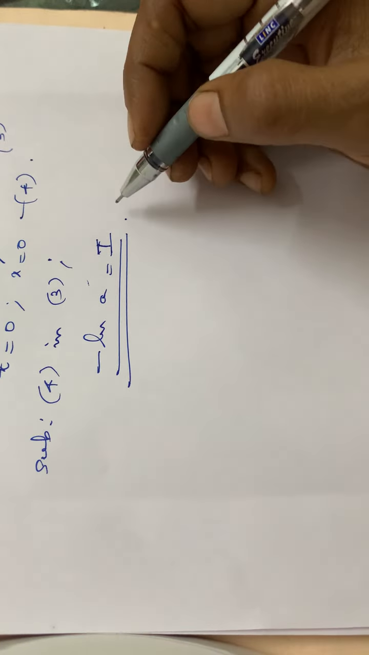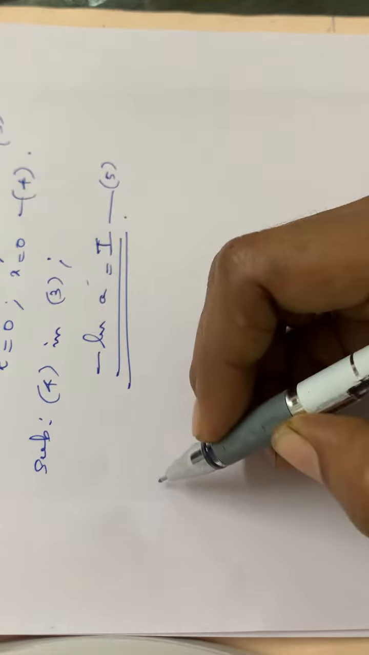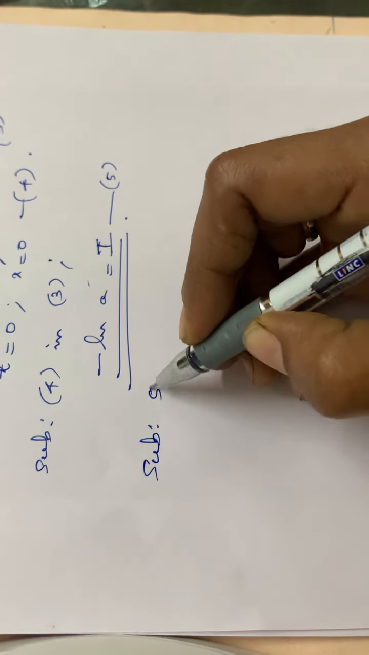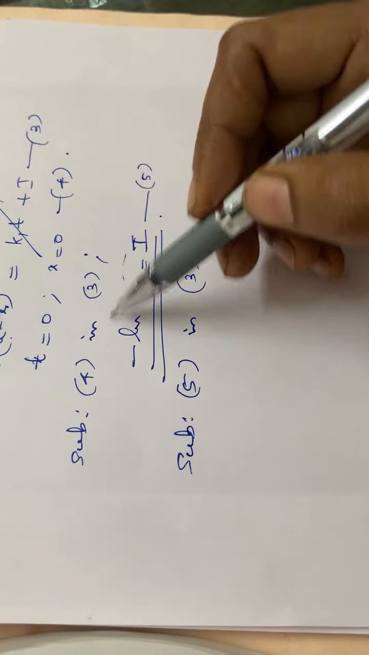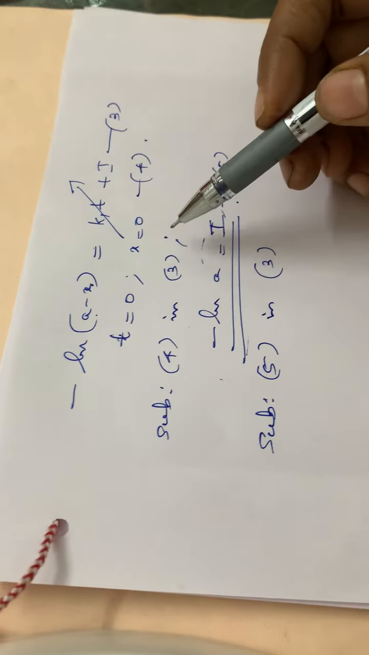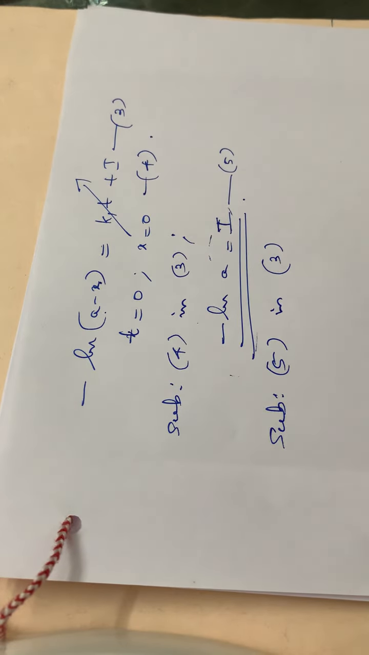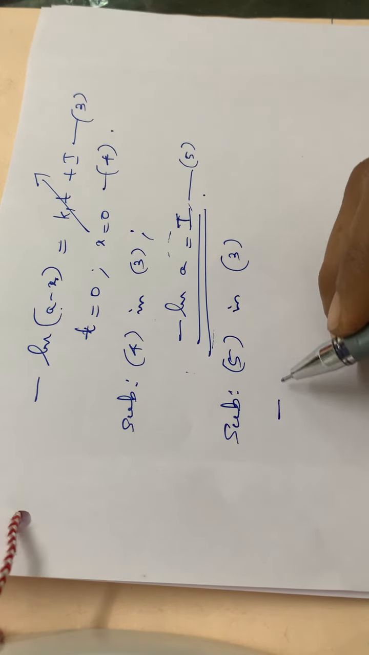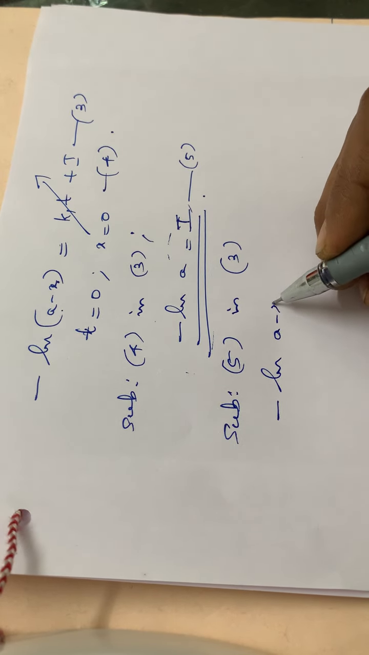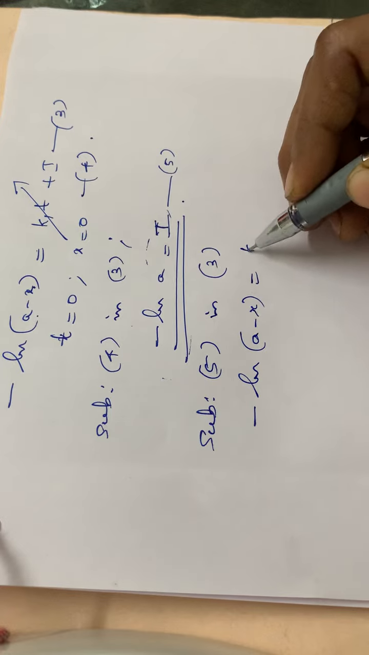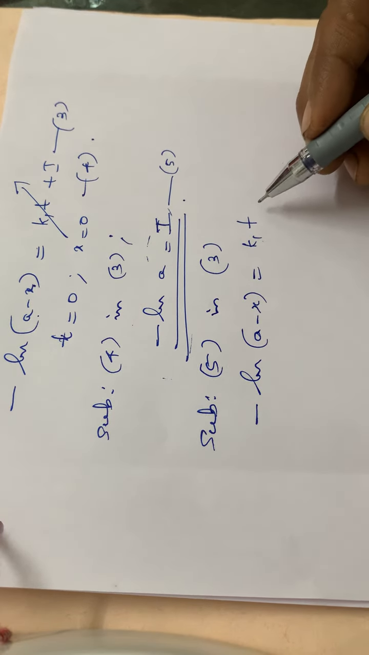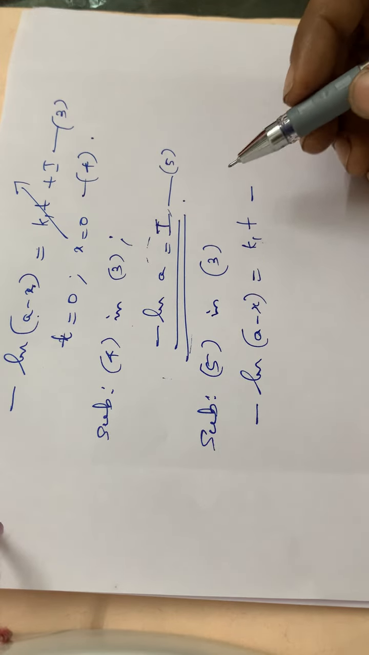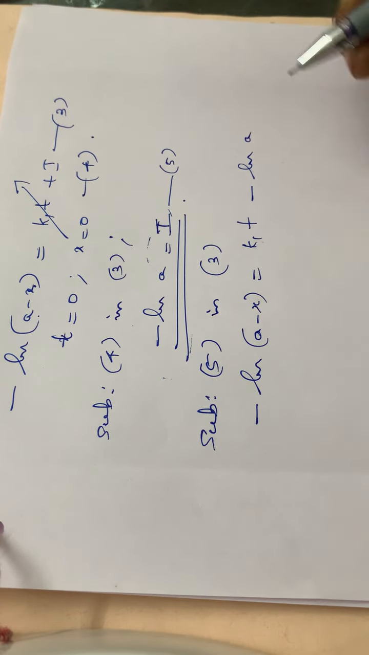Then substitute equation number 5 in equation 3. That is, you have to substitute this value in this particular equation. That is minus ln a minus x is equal to k1 t plus I. Then what about the value of I? The value of I is minus ln a.